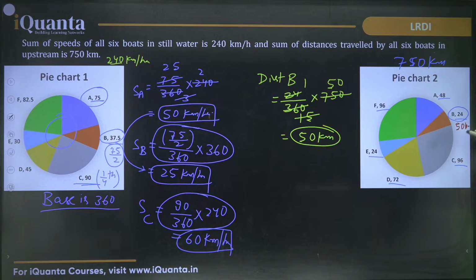That means this 48 will be 100 kilometers. 96 will be उसका भी double, 200 kilometers without any calculation. 72 will be 24 3 times, so 50 times 3, 150 kilometers. Again 24, that is 50 kilometers. And 96 will be 4 times, that is 200 kilometers. Are you guys with me? Yes. So distance तो निपट गया भाई.